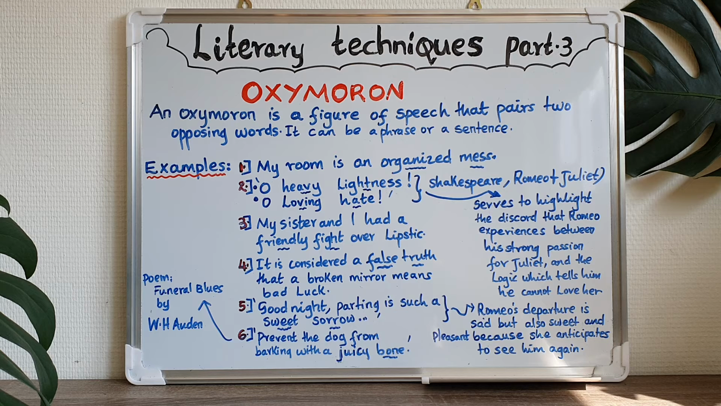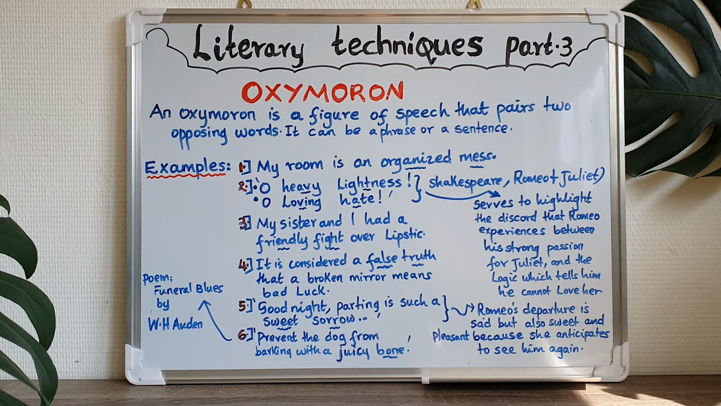She means that Romeo's departure is sad, but it is also sweet and pleasant because she anticipates seeing him again. So although Romeo has to go, and it is quite sad, it is also sweet because she's already started looking forward to seeing him the next time, and that will be quite sweet. That will bring her a lot of happiness.